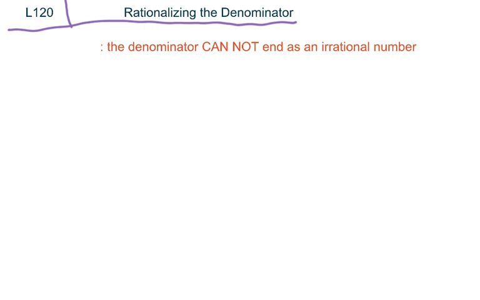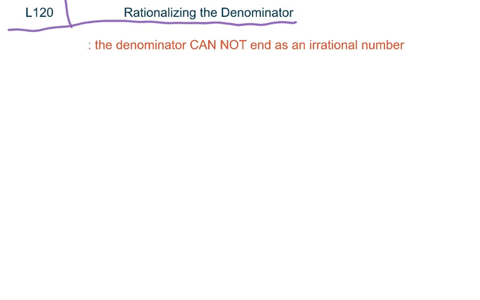So let's start with this statement. The denominator cannot end as an irrational number. And we've had some good experiences with irrational numbers. Generally, what we're talking about here is non-perfect square rads.